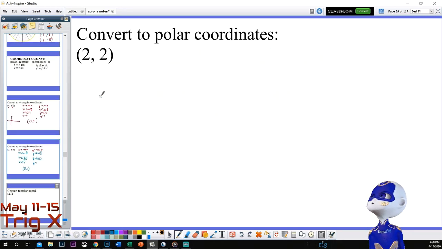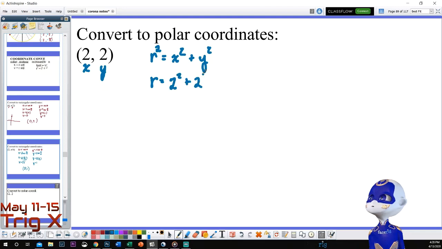Let's go backwards. Let's convert to polar coordinates. So this is rectangular, so I'm putting x and y here. Now I have to convert to polar. In order to convert to polar, first we need to know what r equals. We remember that r squared equals x squared plus y squared. So in this case, that's 2 squared plus 2 squared. 4 plus 4 is 8, which is the same as 2 root 2.